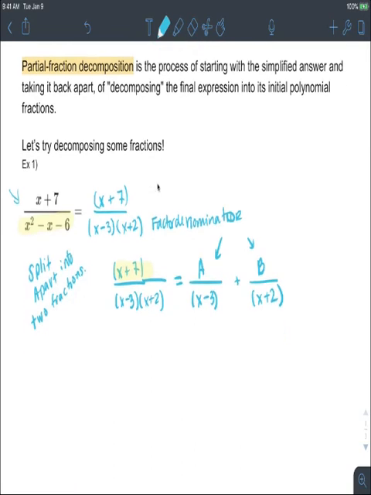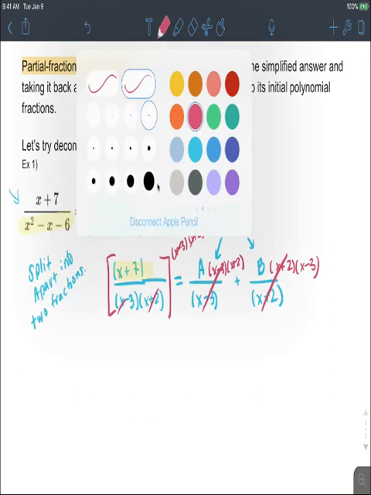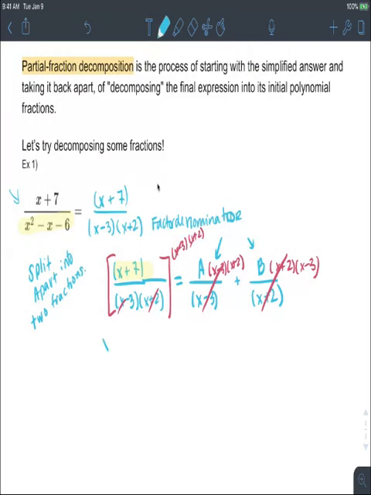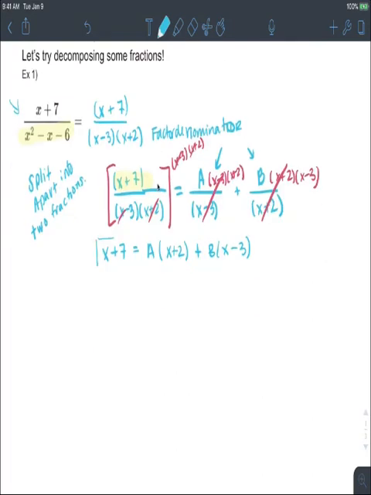So what do we do next? We're going to make this a little easier for ourselves. So I'm going to get rid of my denominators. So I'm going to multiply by x minus 3 times x plus 2. And you see that these cancel. So this guy I'm going to multiply by x minus 3 times x plus 2, leaving just 2 times x minus 3. So those cancel, and we are left with only the numerator. So x plus 7 is equal to a times x plus 2 plus b times x minus 3. That looks pretty good. I'm going to circle this for later.